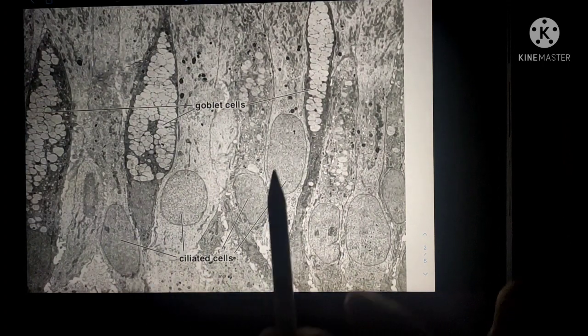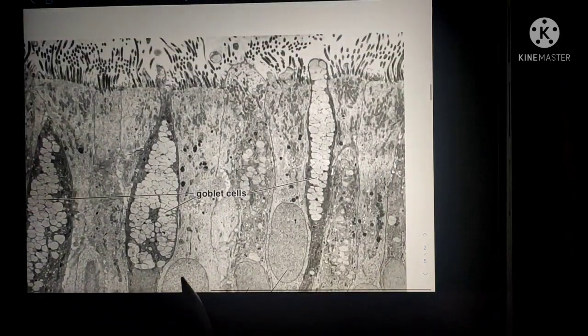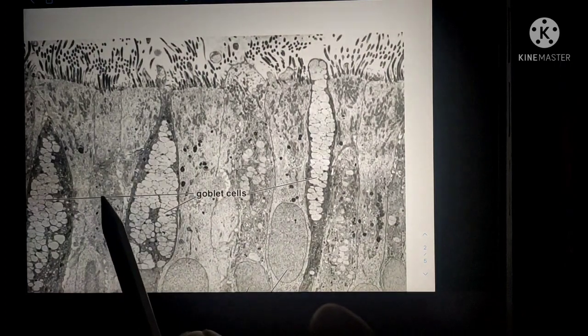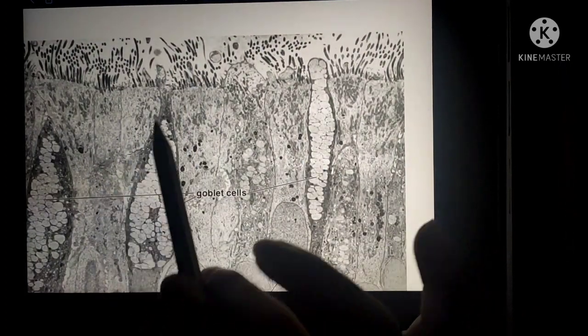So these are the nuclei of the ciliated cells, and if you go to the apical portion of these pseudostratified columnar cells, we will see the presence of the cilia, which is forming the mucociliary escalator system.